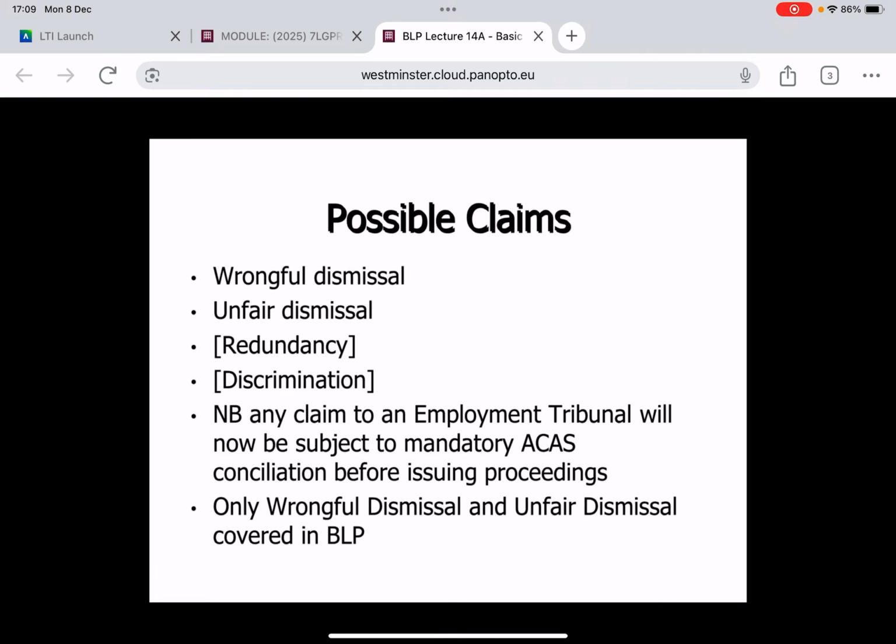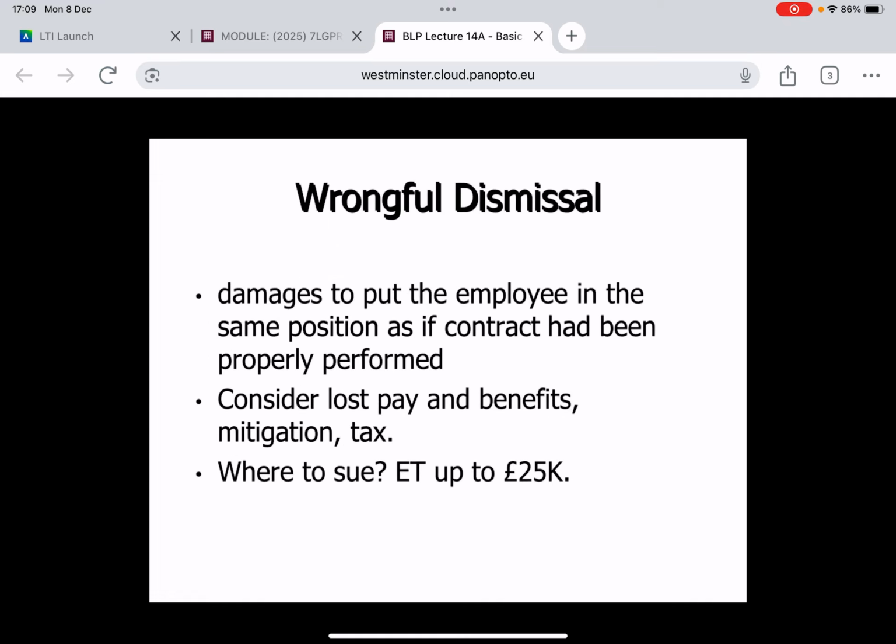As mentioned earlier, we're focusing on wrongful dismissal, that's the contract claim, and unfair dismissal in BLP. Let's try then to talk about wrongful dismissal. So this is the claim that the contract was terminated in breach of its terms. This may be because the employer has ended a fixed-term contract early or an indefinite term without giving contractual notice. A claim for wrongful dismissal can arise in a constructive dismissal situation as well.